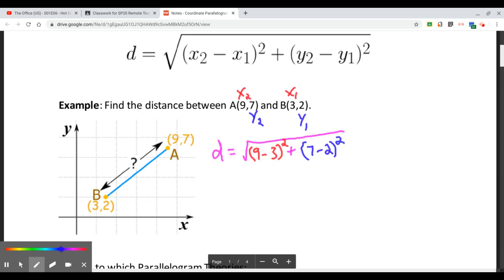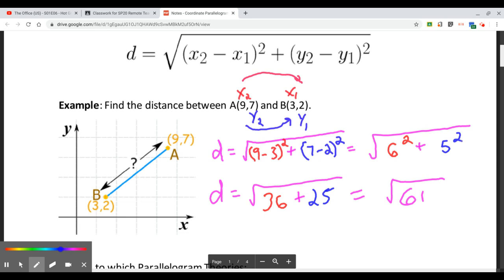It's going to look like this: d, the distance, is going to equal the square root of 9 minus 3 squared plus 7 minus 2 squared. You see how from A, I subtracted x2 minus x1, and then for the y values, I did y2 minus y1, which is 7 minus 2. Now, looking back at the formula, let's just solve it out.